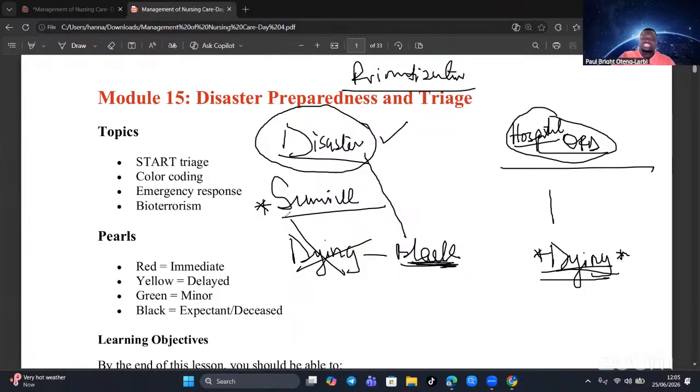You are an OPD nurse. A lot of patients are in the OPD. You are triaging for what? It is not a disaster, so you are triaging for the dying, the unstable. But if the OPD building crashed while people were there, the situation has changed from normal medical attendance to a disaster system. So I will start looking for those who survived to use my resources on. Nurse manager, you should know these two differences.